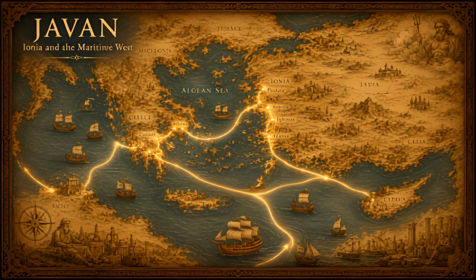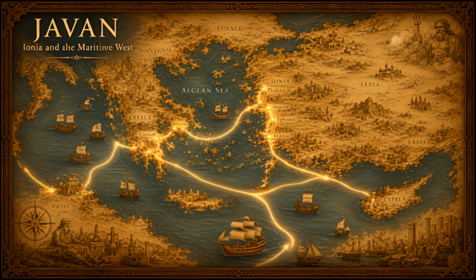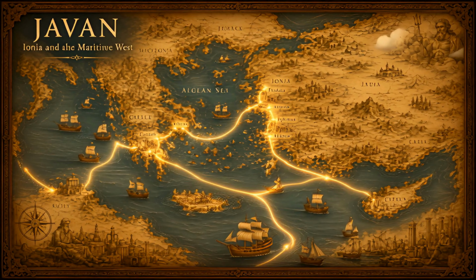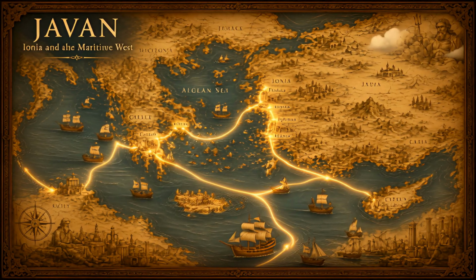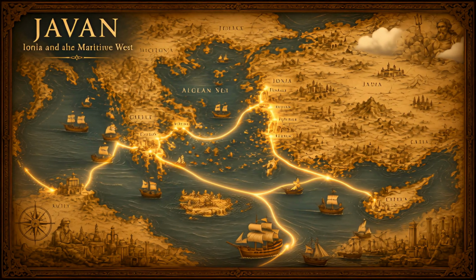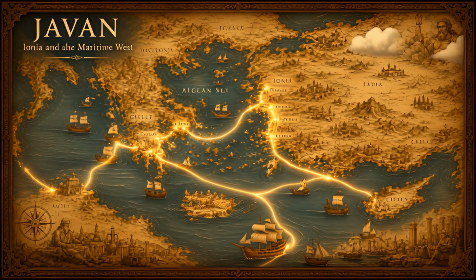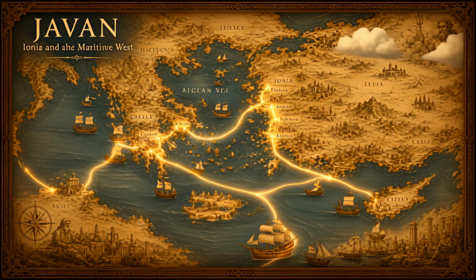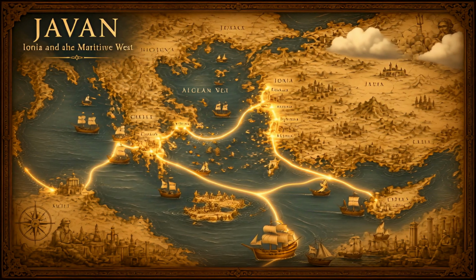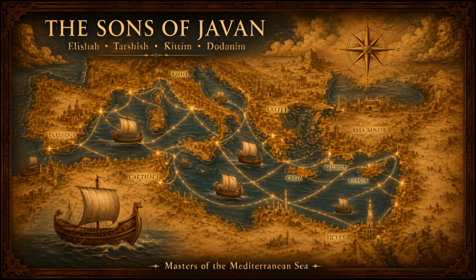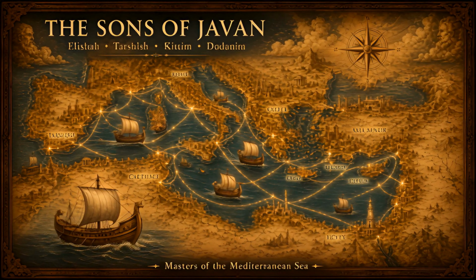Which brings us to Javan. Javan is the etymological key to the West, isn't he? Because when you look at how language drifts over time, the connection becomes really obvious. It's actually one of the clearest linguistic links in the whole chapter. In ancient Near Eastern languages, Javan or Yawan is the root word for Ionia. Right. Javan became the forefather of the Ionian Greeks. His lineage flows through 4 key sons: Elisha, Tarshish, Kittim, and Dodanim.